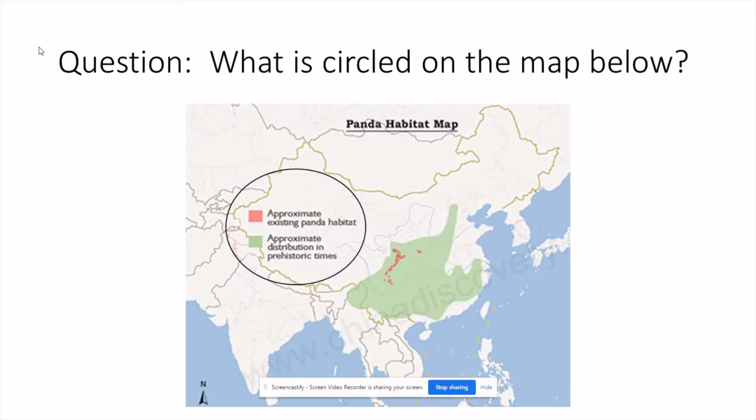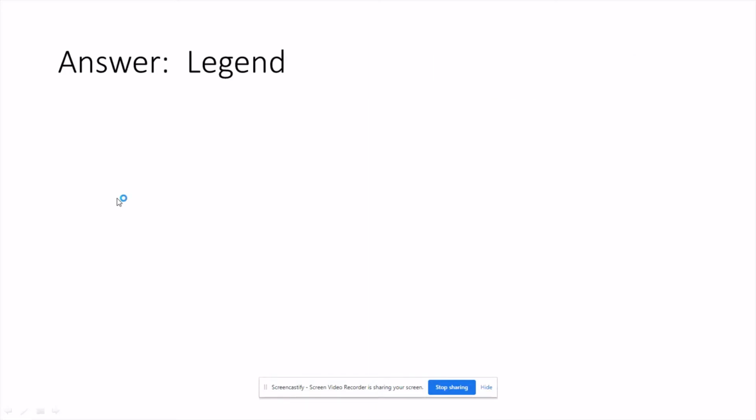Question. What is circled on the map below? Pause and think about your answer. Answer. The legend. Remember that the legend tells you what the colors and symbols on the map mean.